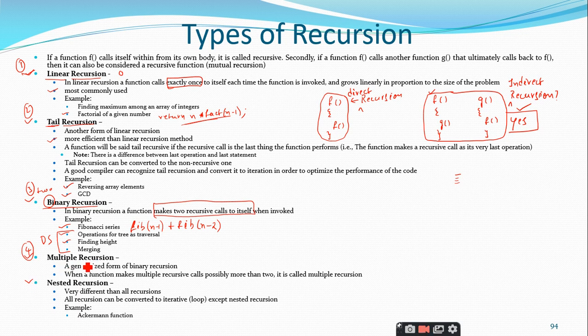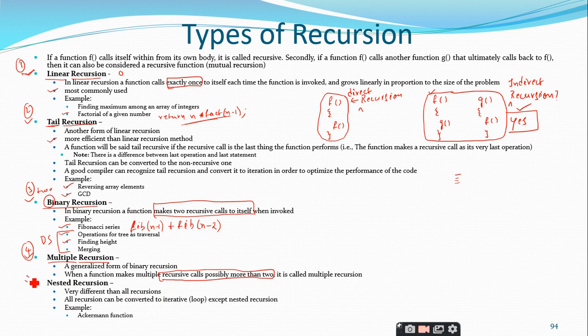Multiple recursion. The name itself says that you are going to implement the recursion multiple times. So when your function is going to call itself more than 2 times, such a type of recursion comes under the category of multiple recursion. So recursive calls possibly more than 2 is called multiple recursion.